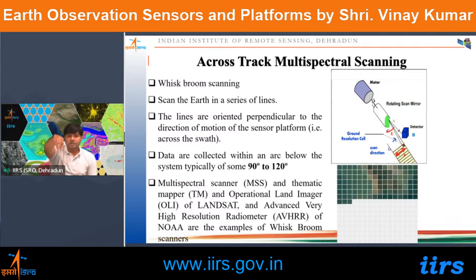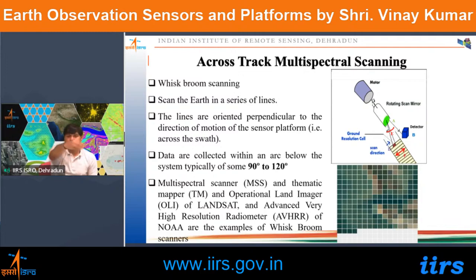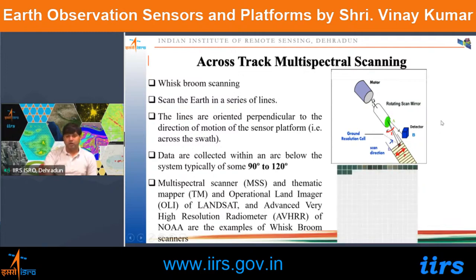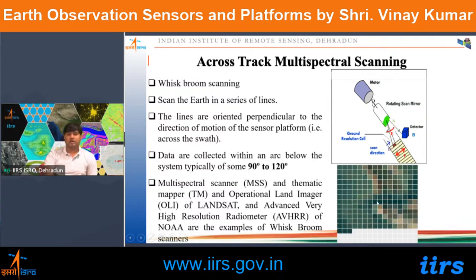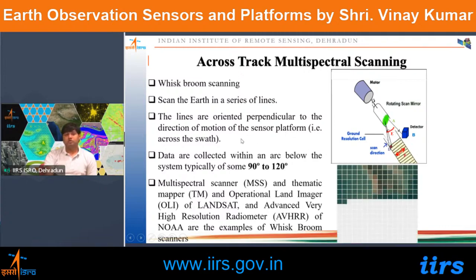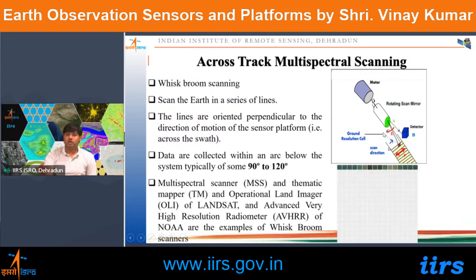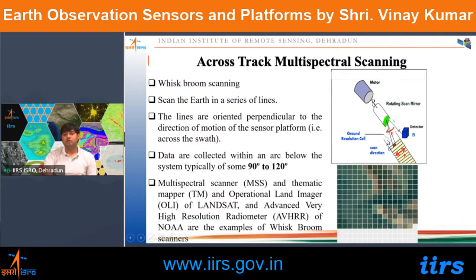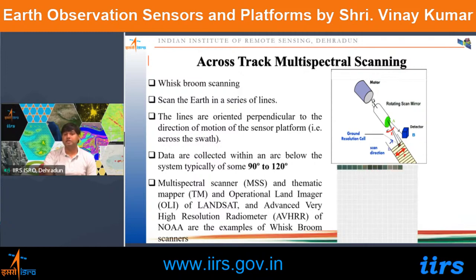Across the track, it is collecting data pixel by pixel in a series of lines and moving further in the forward direction. You can see here how the rotating scan mirror is moving and how the images are getting captured for this area. Now, the lines are oriented perpendicular to the direction of motion of the sensor platform, and data are collected within an arc below the system, typically some 90 degrees to 120 degrees. So the field of view varies from 90 degrees to 120 degrees, and the solid angle that the detector is seeing is called the instantaneous field of view.